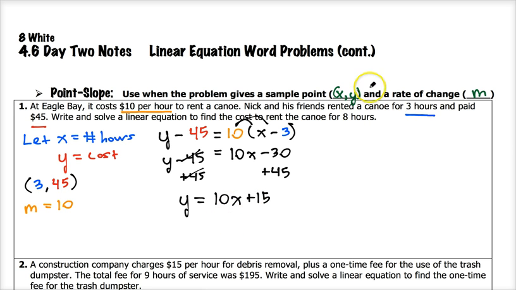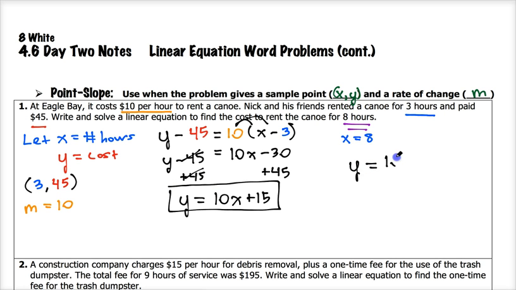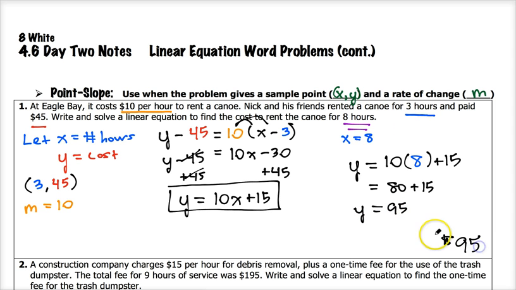So now let's look at the second part of this problem, which says we want to find the cost to rent a canoe for 8 hours. Okay, so if we're renting the canoe for 8 hours, this is telling us that x is equal to 8. So we're going to substitute an 8 into our equation here to find what the cost is for 8 hours. So I'm going to take y equals 10 times 8 plus 15. That's going to be 80 plus 15, which is 95. So this means it costs $95 to rent a canoe for 8 hours.